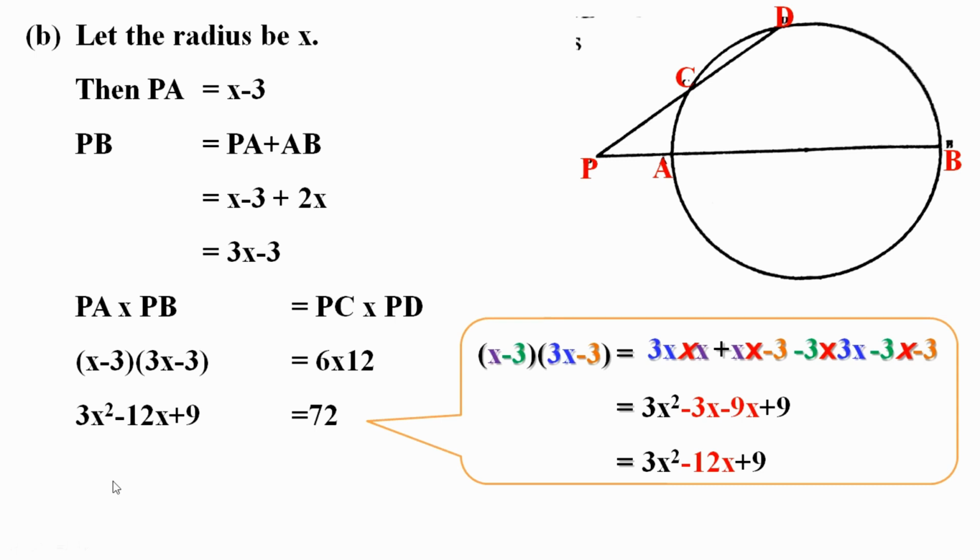Now take 9 on the other side. So we get 3x square minus 12x equal to 72 minus 9, or 3x square minus 12x equal to 63.